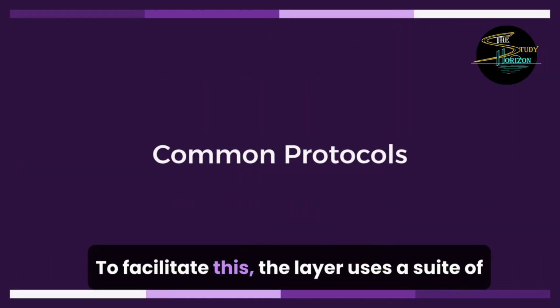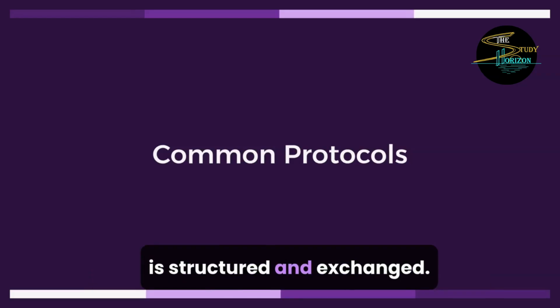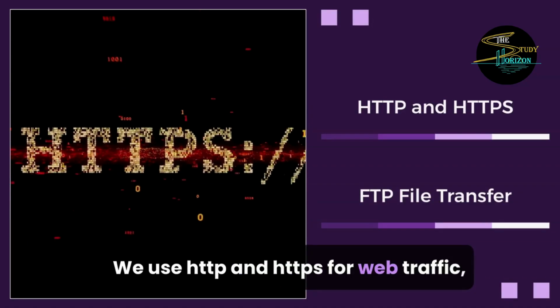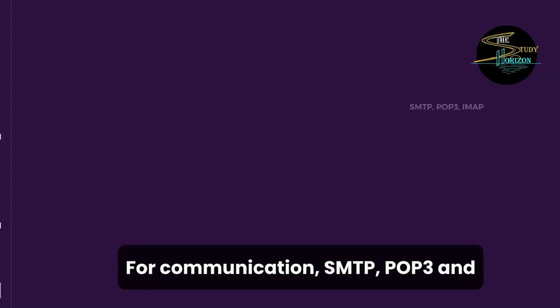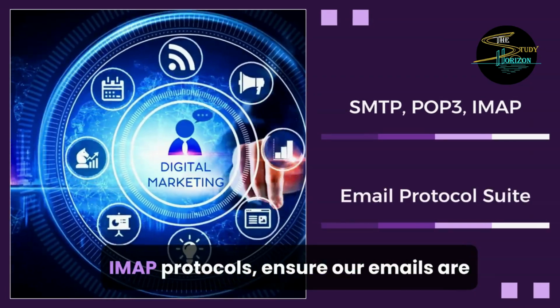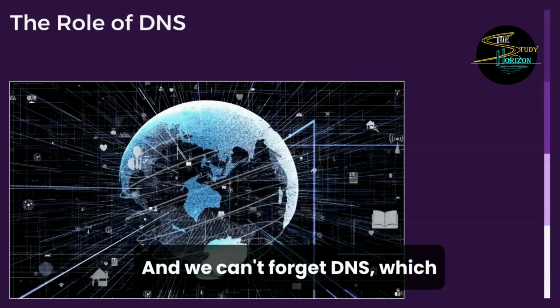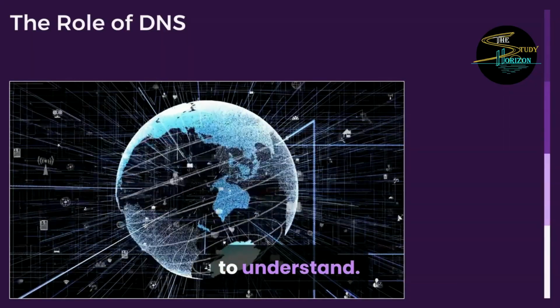To facilitate this, the layer uses a suite of common protocols that define how data is structured and exchanged. We use HTTP and HTTPS for web traffic, while FTP handles the structured transfer of files. For communication, SMTP, POP3, and IMAP protocols ensure our emails are sent and received reliably. And we can't forget DNS, which translates human-readable domain names into IP addresses for the network to understand.